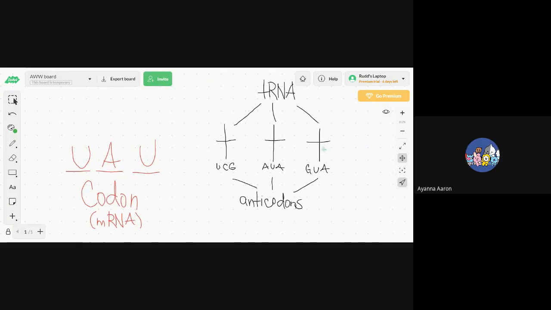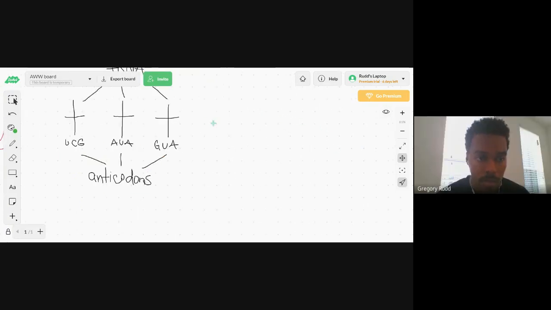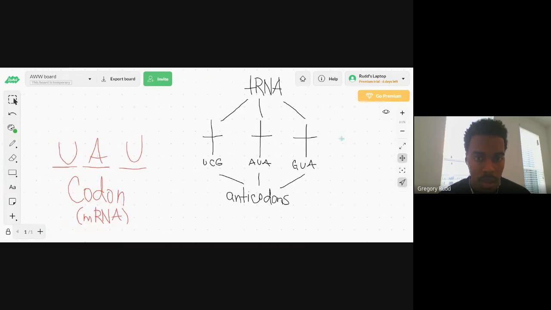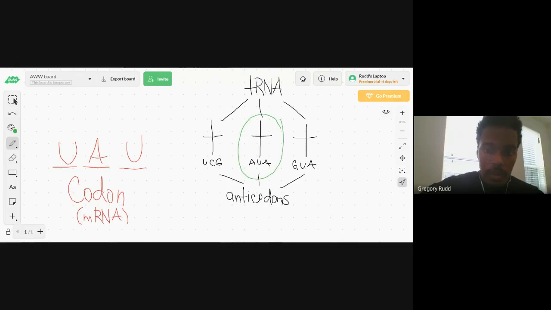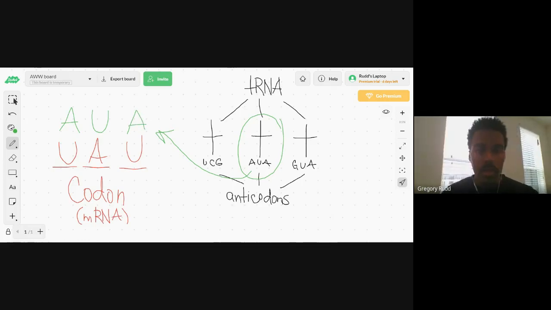Isn't it the middle one? The one in the middle. Even though I have all these different options, I've got 3 different options, the one in the middle corresponds to this one because its anticodon is AUA. So A matches with U matches with A matches with U. So this would be the right tRNA for this codon.